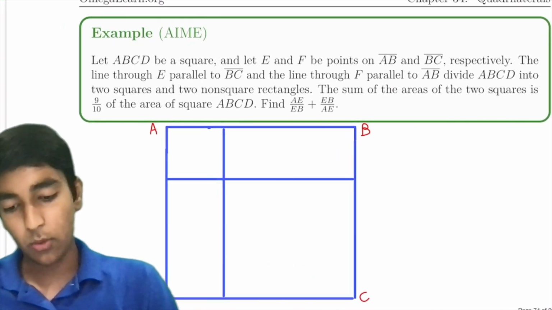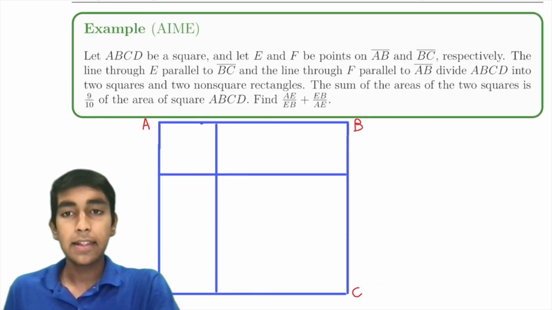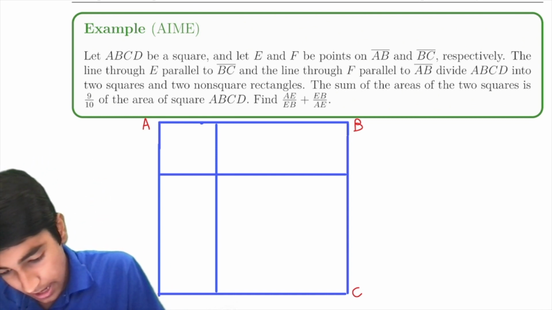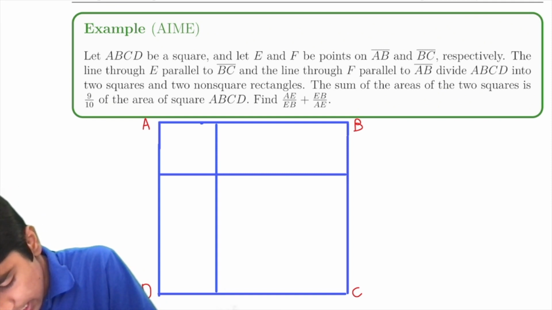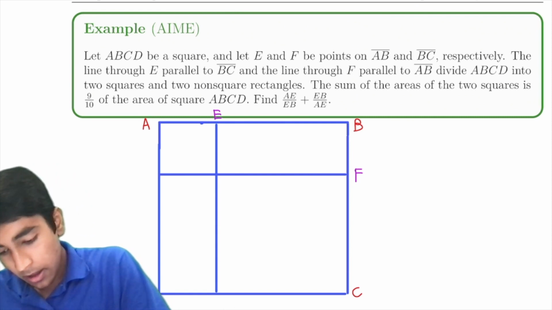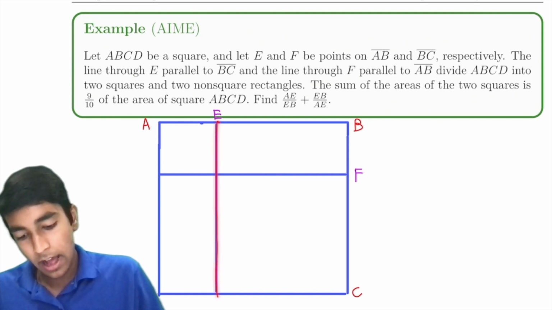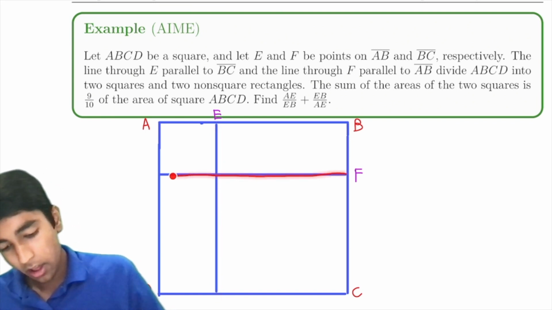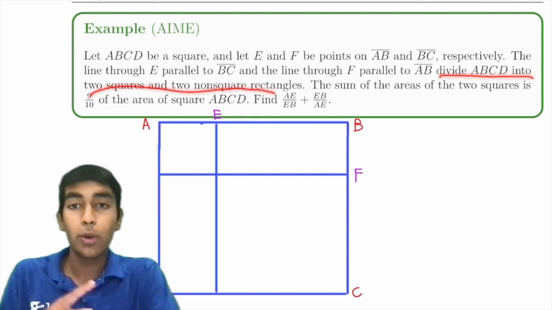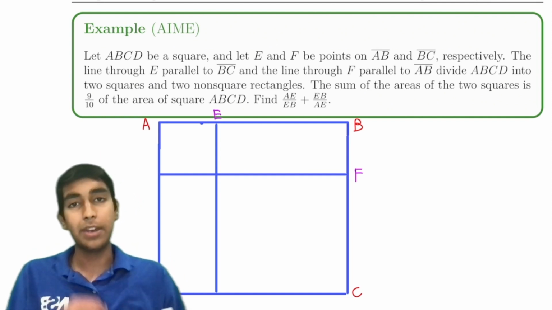Let ABCD be a square. Let E and F be points on AB and BC respectively. The line through E parallel to BC, so this line, and the line through F parallel to AB, so this line, divide ABCD into two squares and two non-square rectangles. So not four squares, but two squares and two rectangles with different dimensions.